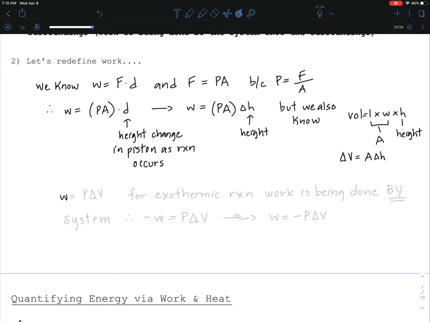So that means we can substitute into our work equation. So down here, work is going to be equal to what? If area times the change in height is equal to volume, then pressure times the change in volume is going to be equal to the work. And for an exothermic process, like the combustion reaction, work is being done by the system onto the surroundings.